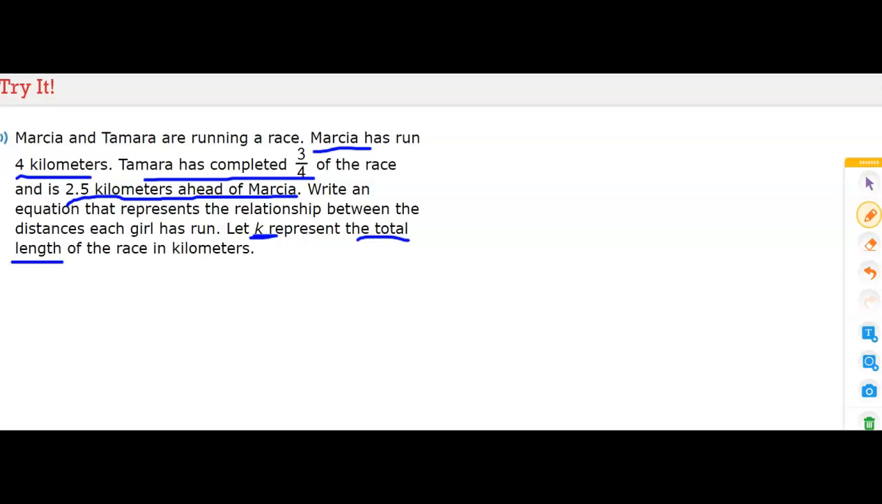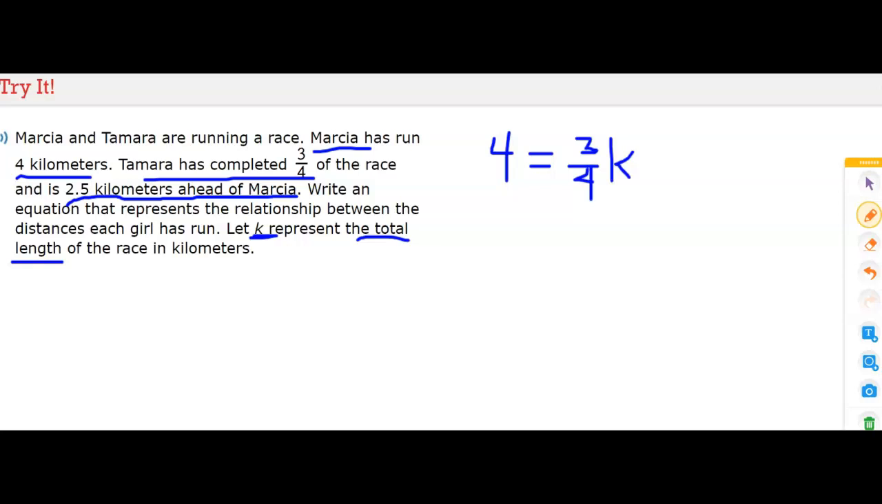So we know that Marcia has run 4 kilometers. So we have our 4 kilometers. And it says Tamara has completed 3/4 of the race and is 2 5/10 kilometers ahead of Marcia. So because she's ahead of Marcia, she's already run 3/4 of the race. So 3/4 of the total race, they said to let equal K. So if we multiply the 3/4 that Tamara has run times K, which is the total length of the race in kilometers, we will get how much of the race that she has run.